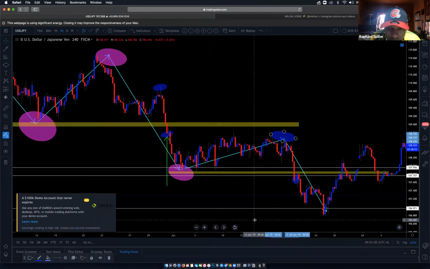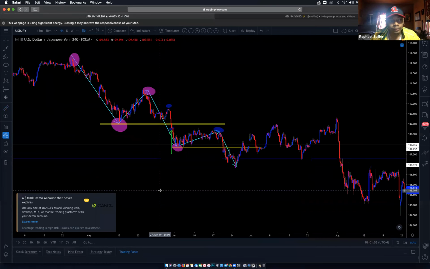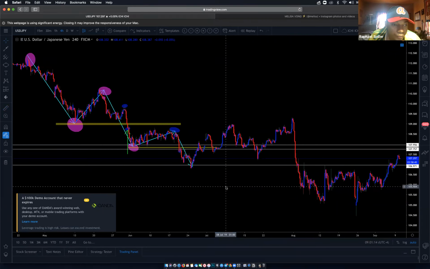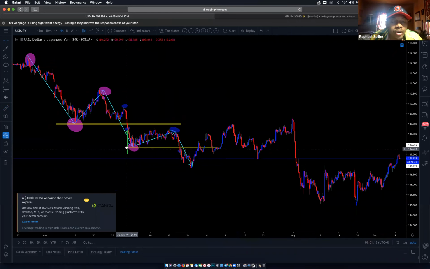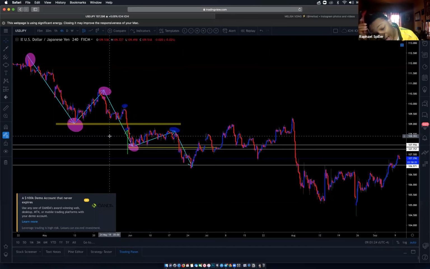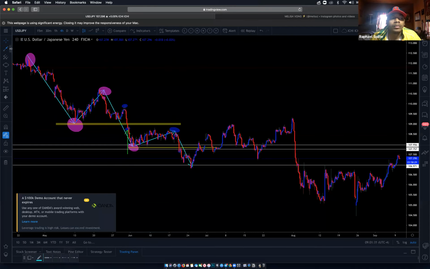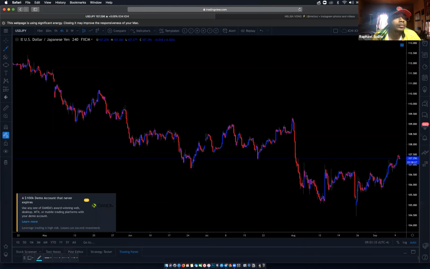Again, it's that simple. No need to overcomplicate it. When you're trading, all you're doing is identifying your correction and anticipating and reacting to what the market does. That's all you're doing.